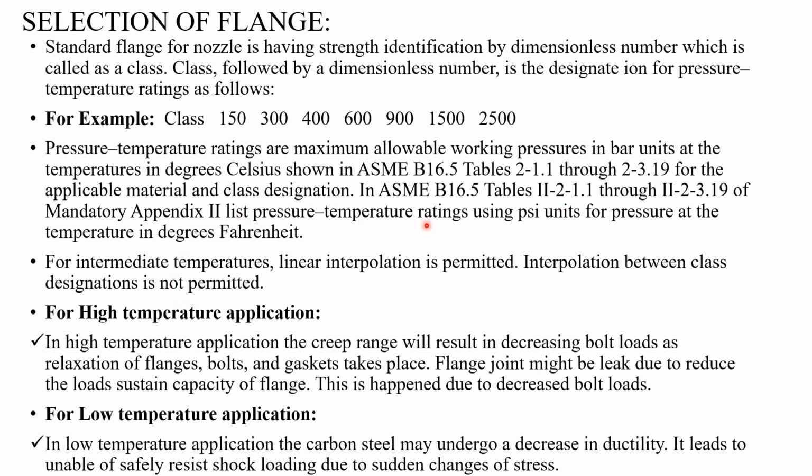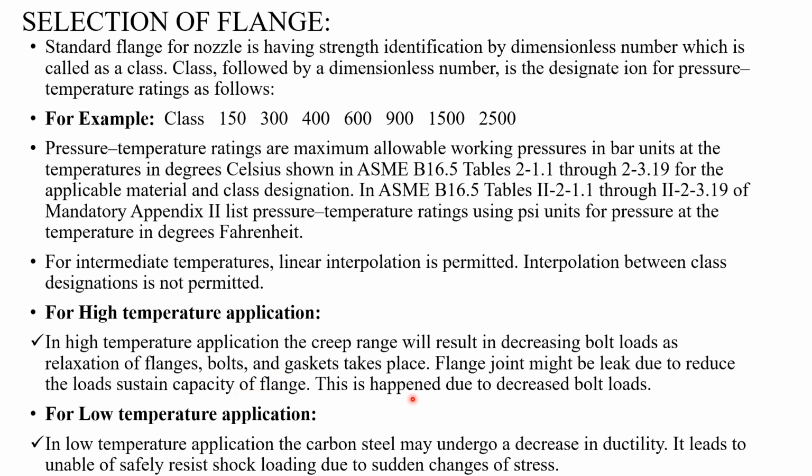And to select this flange, there is also Mandatory Appendix 2, which lists pressure temperature ratings using PSI units for pressure and temperature in degrees Fahrenheit. So in Mandatory Appendix 2 they have listed PT ratings in PSI and Fahrenheit, but we can also do this in bar and degree centigrade. In B16.5 we have a table for that also. For high temperature application, exposure to the creep range will result in decreasing bolt loads, and relaxation of flange, bolt and gasket takes place.